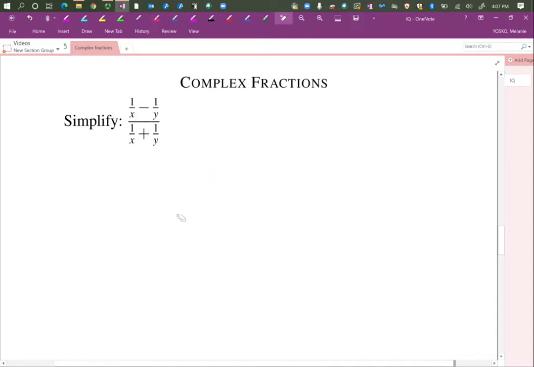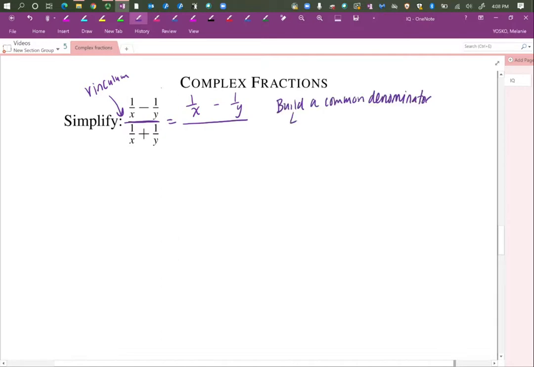Okay. So now that we've cleared that up, how do you do this? One way is to build a common denominator. I'm going to rewrite my vinculum. That's what this is called, your vinculum. I'm going to focus on the numerator of my fraction now. I have 1 over x and 1 over y, and there's a minus in the middle. I would like to build a common denominator, so I want the least common multiple of the denominators.